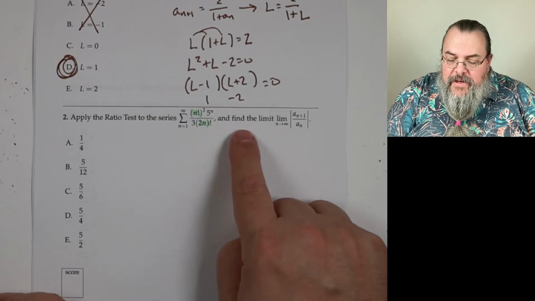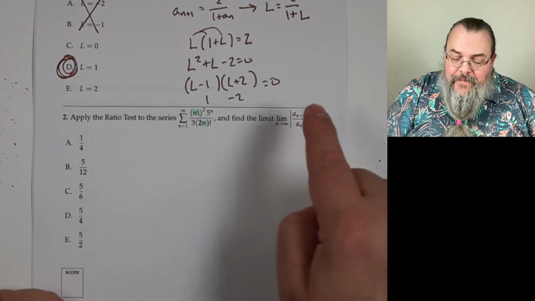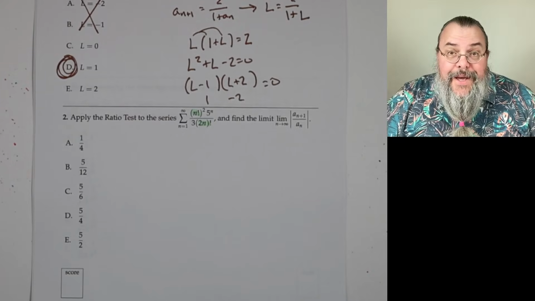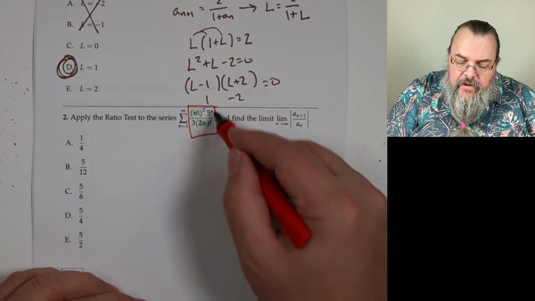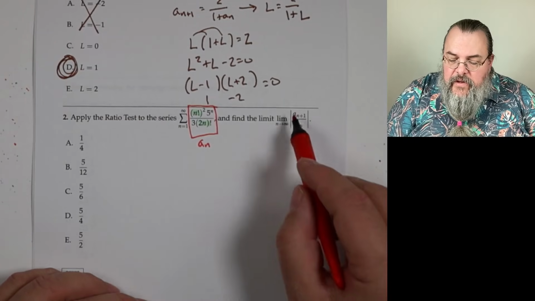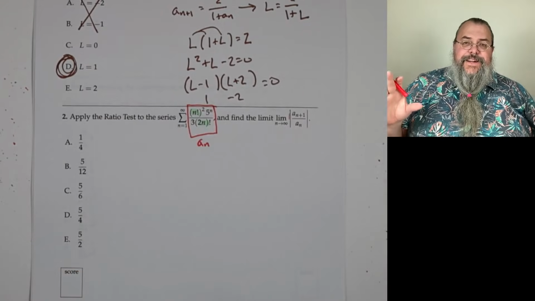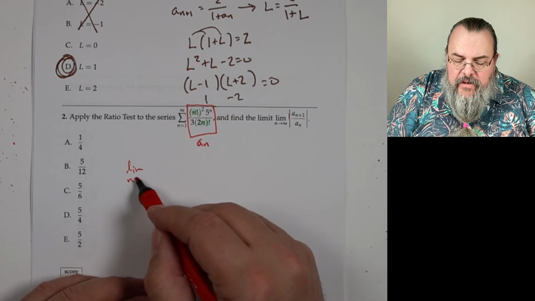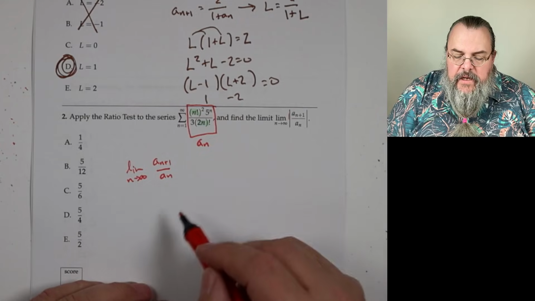And find the limit as n goes to infinity of a sub n plus 1 over a sub n. That's the ratio test. Now you might say, well, wait, what is a sub n? Well, a sub n is this piece right here. So this is our a sub n. So notice absolute values here, but there's no negative signs, so we don't have to worry about the negative part. All right, so what do we have? Limit as n goes to infinity, a sub n plus 1 over a sub n.